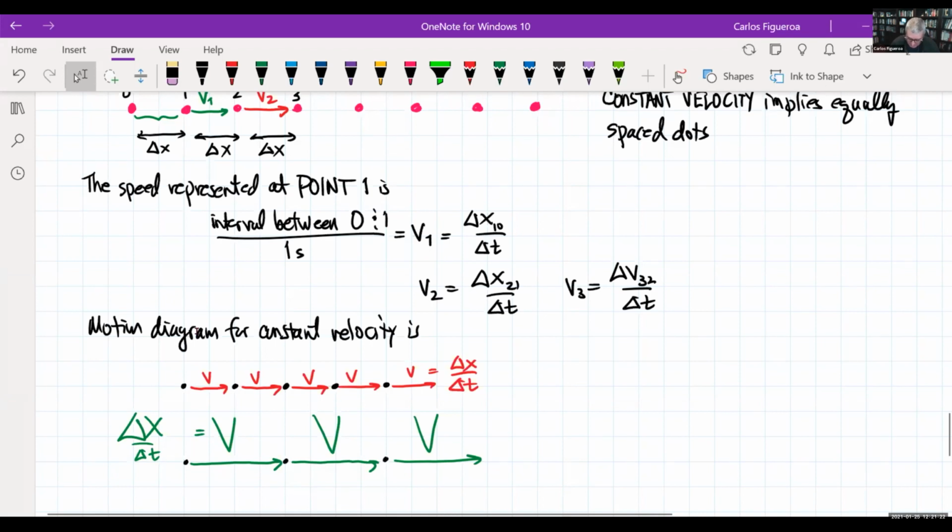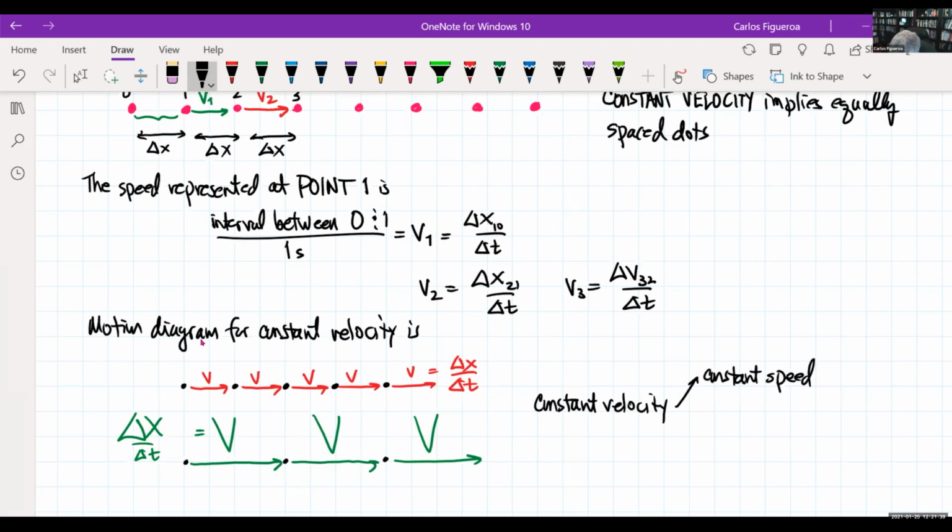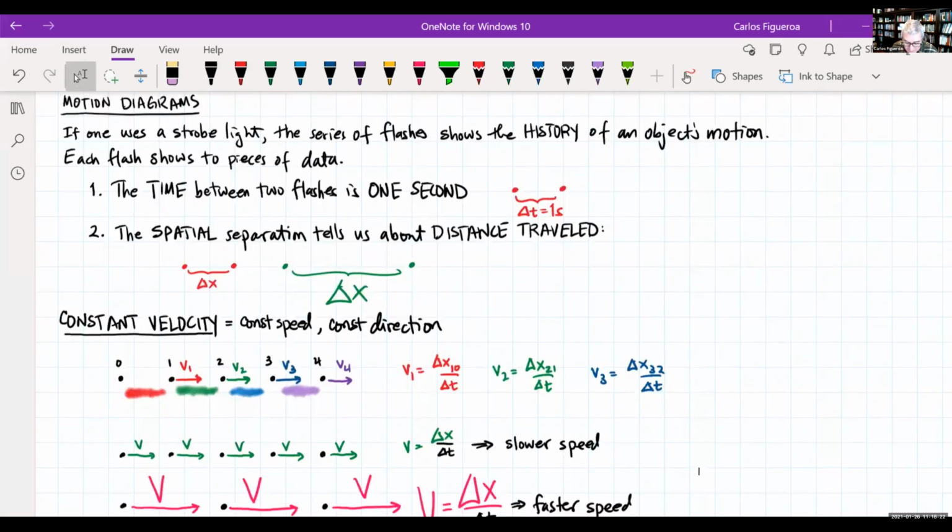So what do I mean by constant velocity? Constant velocity then implies that I have constant speed, constant direction. That's what I mean by a motion diagram for constant speed. Constant velocity.